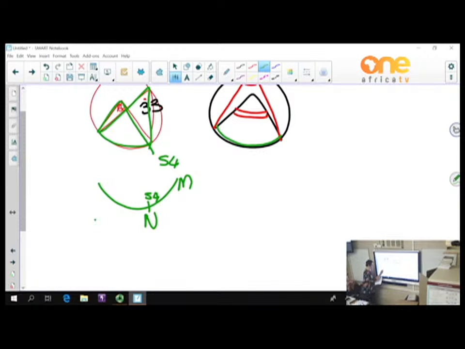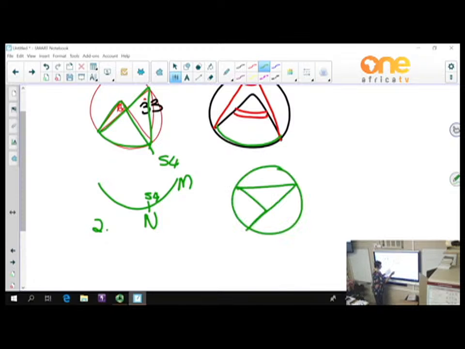Right, now number 2. Look at number 2 there. In the figure, O is the center of the circle, AB is parallel to DC, and AOD is 58. Find the angles marked X, Y, and Z. So you have that one angle at the center, which is 58. What would be Z? The angle here is 58 degrees. Here, 58. And it's parallel lines, which makes this one also 58 degrees.